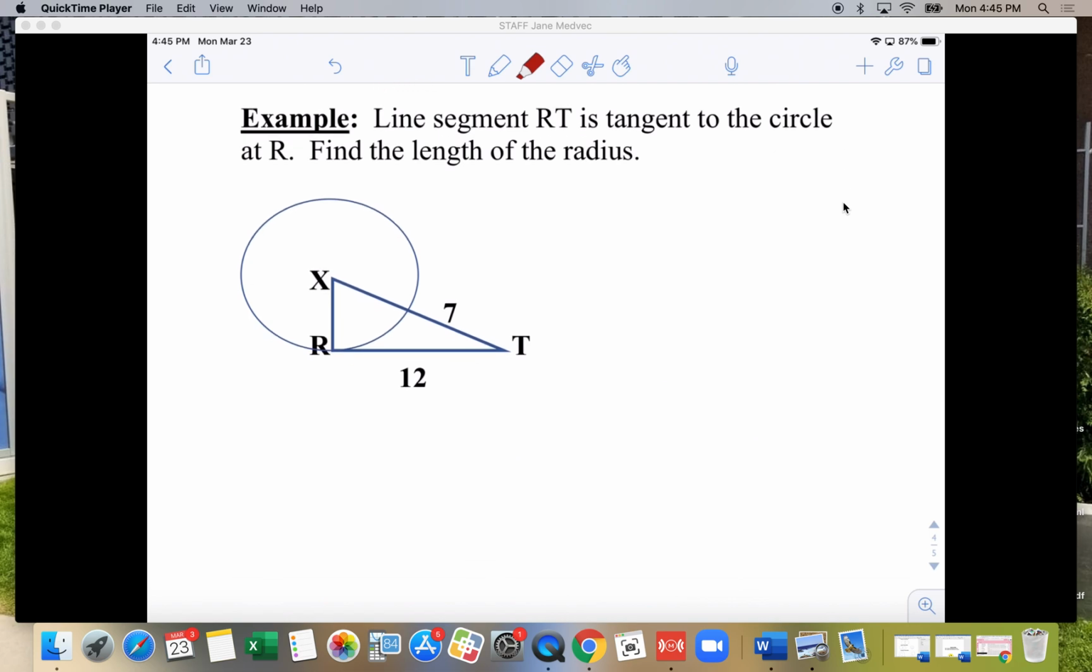So let's go down now and let's solve this problem. It says the line segment RT is tangent to the circle at R. Find the length of the radius.